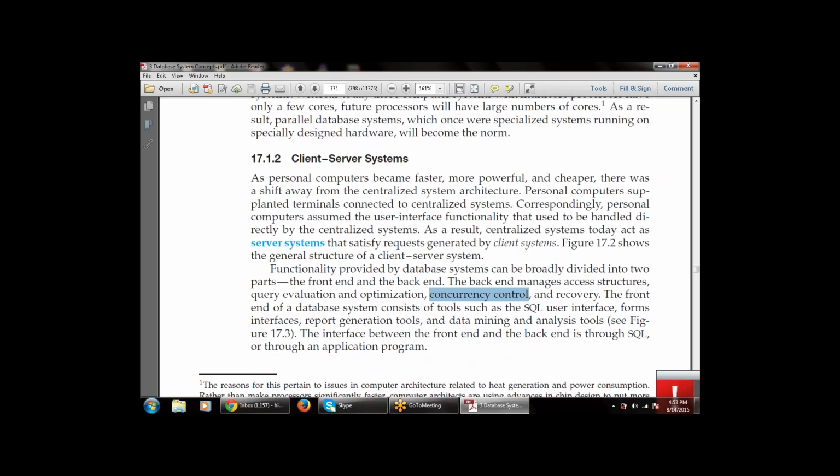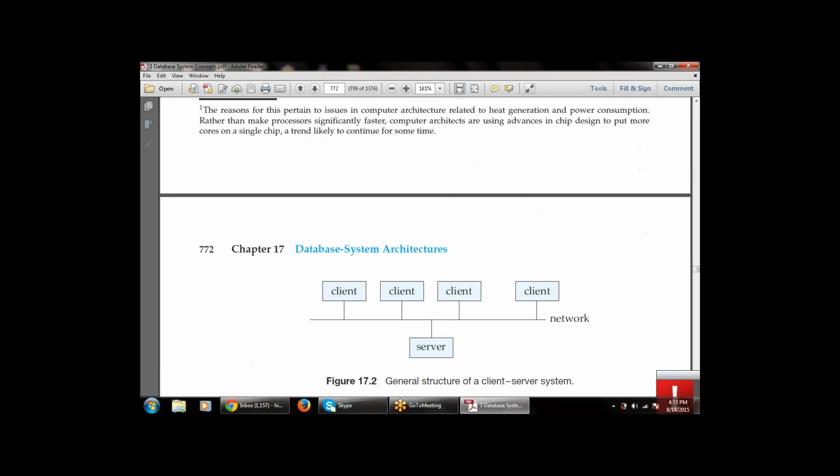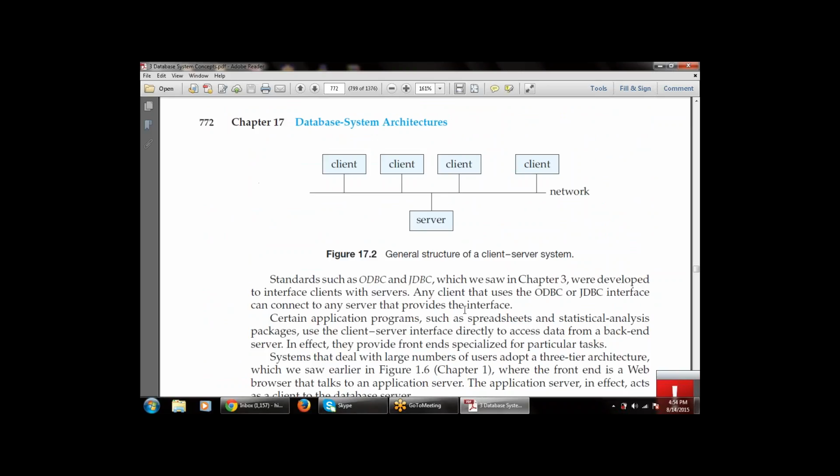The front end consists of tools such as the SQL user interface, report generation tools, data mining tools, as well as analysis tools available in client-server systems. The interface between the front end and the back end is through SQL or through an application program. These are the different clients connected to a single server. Everything is available on a single server.